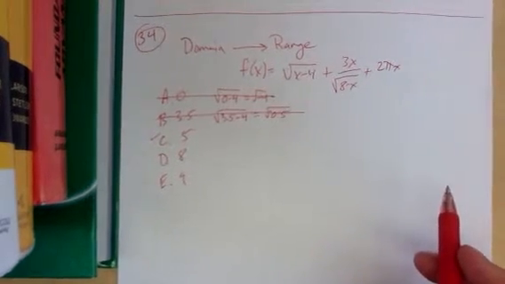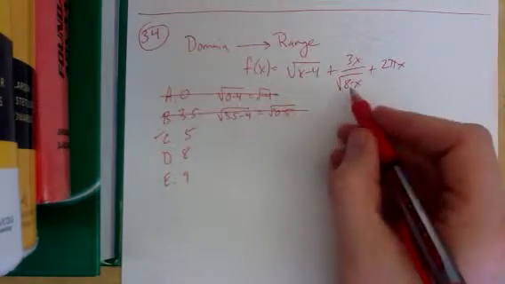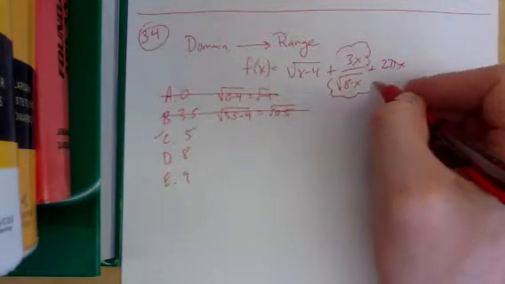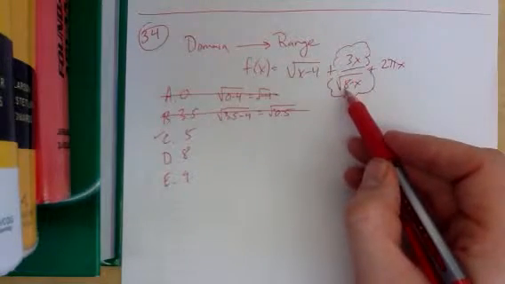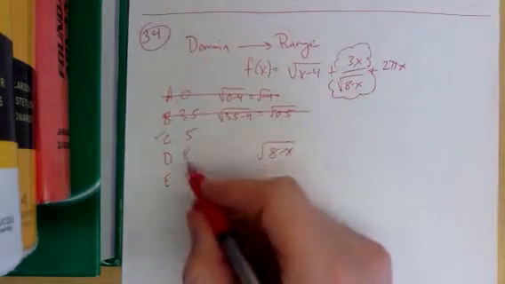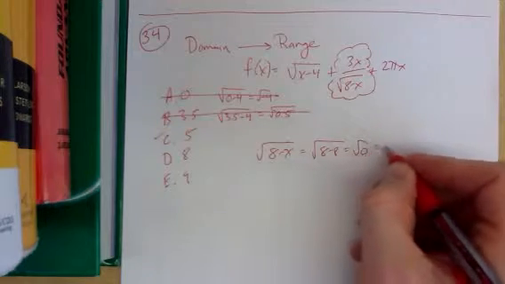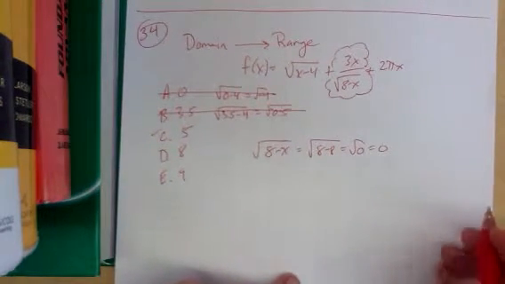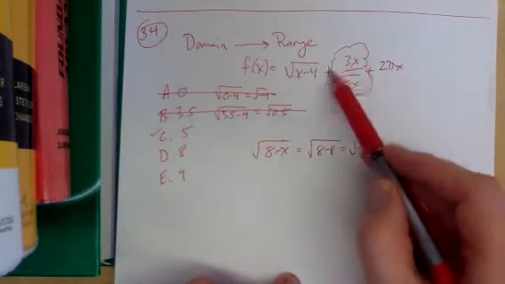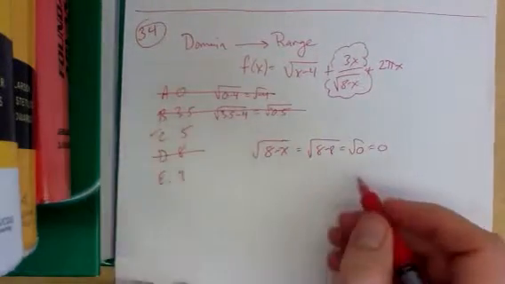So choice D is 8. Now, the denominator of this second part is the radical 8 minus x. Now, if x is 8, this is the square root of 8 minus 8, which is the square root of 0, which is 0, which by itself is no problem, except that it's the denominator of this portion of the function. And you can't divide by 0, it gives you a non-real answer, so that is out.